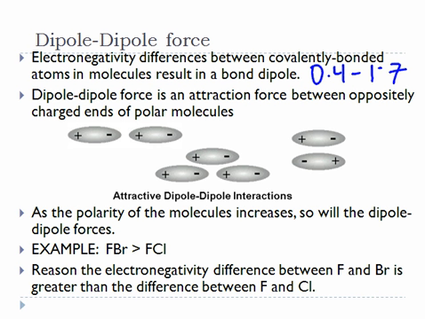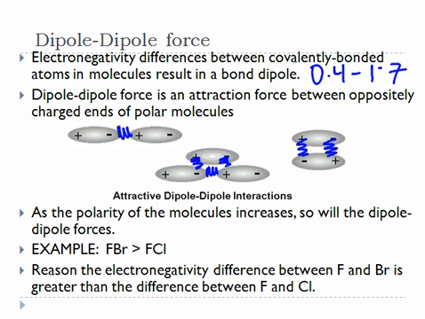So for example, if each one of these gray circles is a different molecule, I'm going to draw in the dipole-dipole force, okay? In blue, here's my dipole-dipole force between those molecules. It would be here and here and here and between those ones. So you can see you can still form quite a few dipole-dipole forces in these polar molecules, okay? As the polarity of the molecules increases, so will the dipole-dipole force.